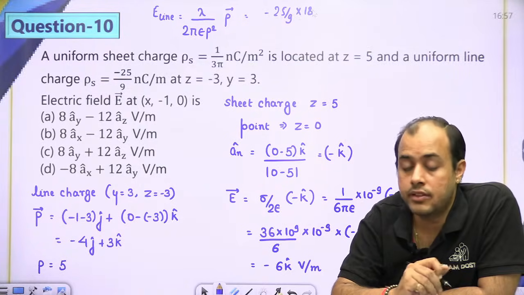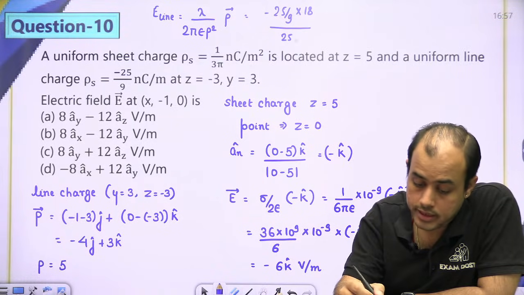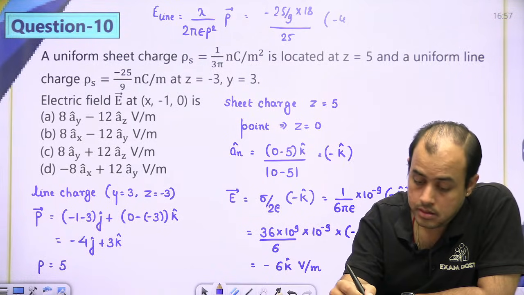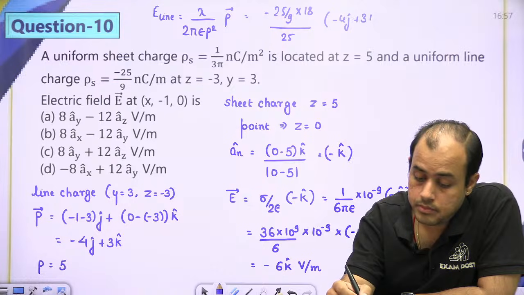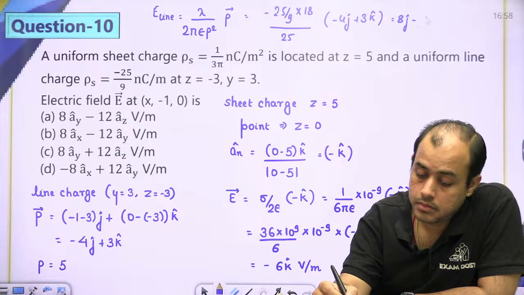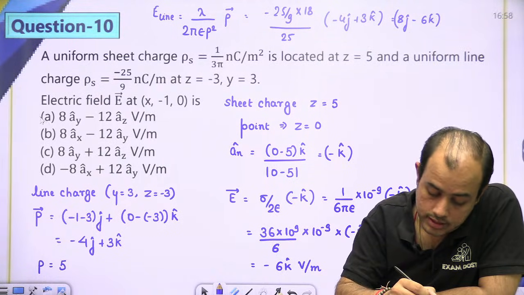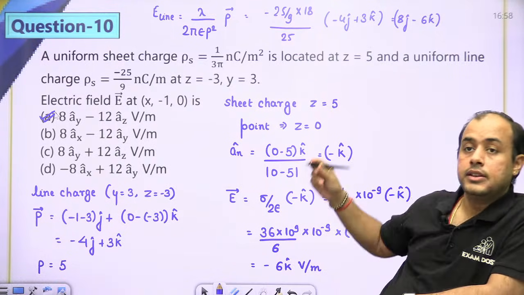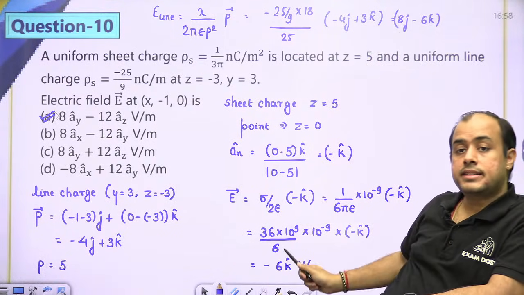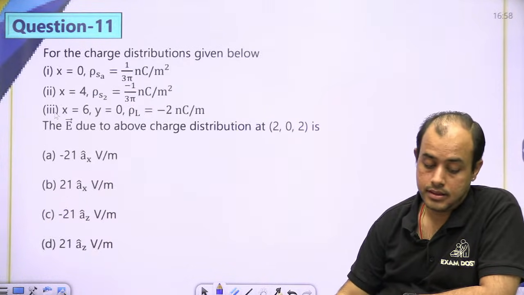Ten to the power 9 will be cancelled. Nano and 18 into 10 to the power 9, that gives 25. 18 by 9 is 2. 8j minus 6k. 8j minus 12k will be the total option. You just have to add 8j minus 6k and minus 6k, so 8j minus 12k.